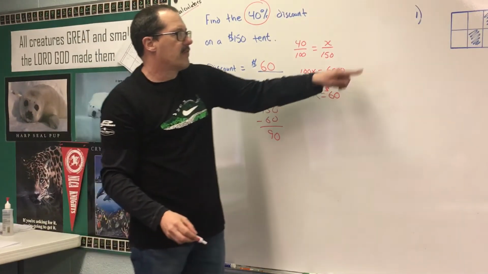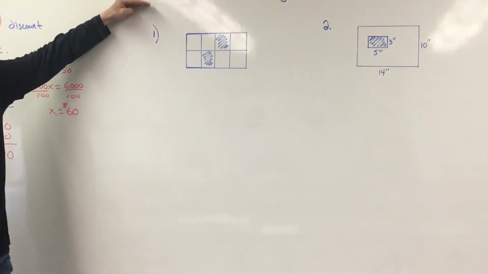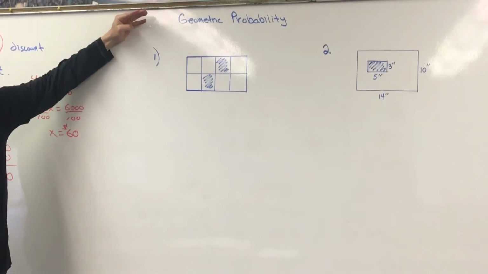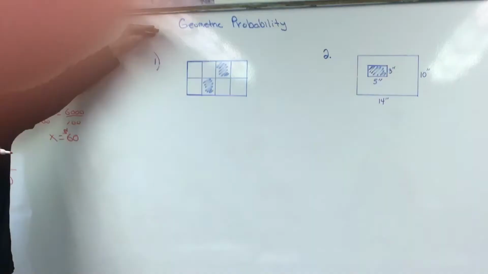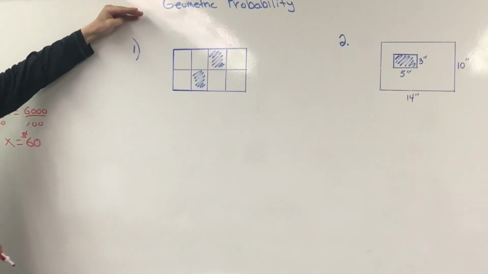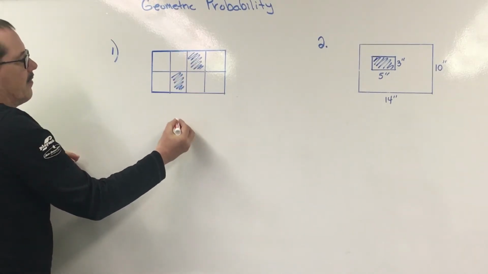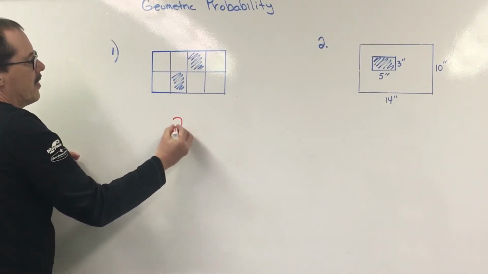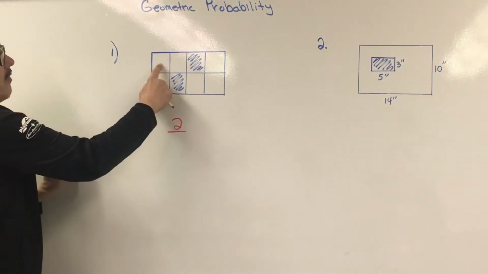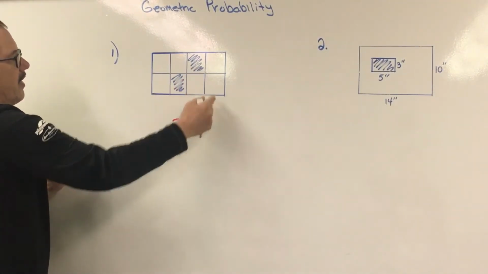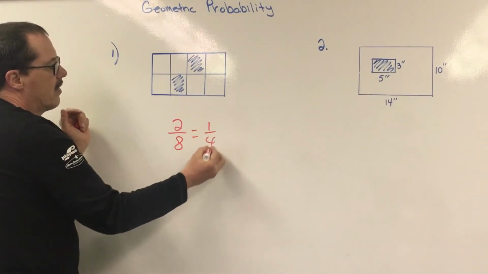Okay, for today's lesson, we're going to do geometric probability. And geometric probability is where you take the area of the shaded part and you compare that to the area of the whole shape. So if we look at this, there's two squares shaded in, so my top number would be 2. My bottom number would be all of the squares counted together. 1, 2, 3, 4, 5, 6, 7, 8. 2 over 8, which you need to reduce to 1/4.